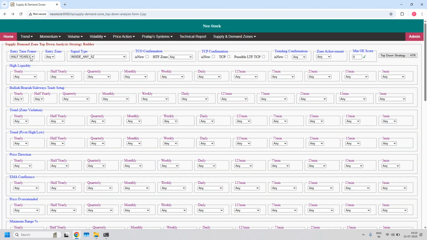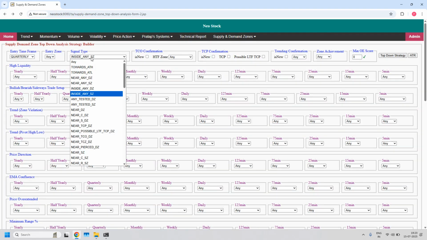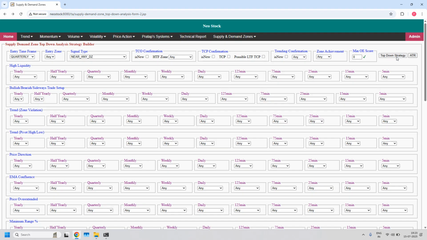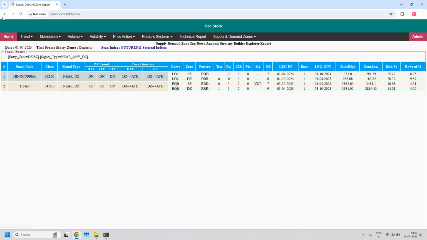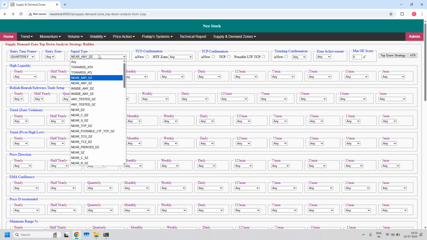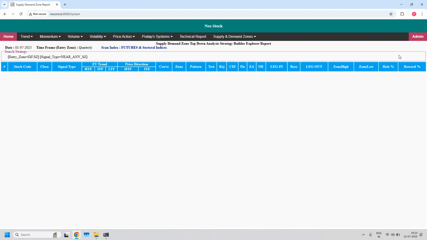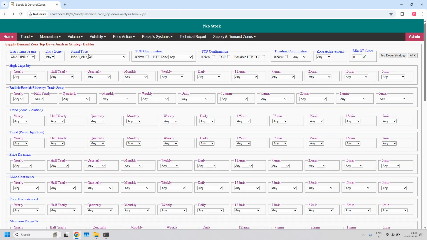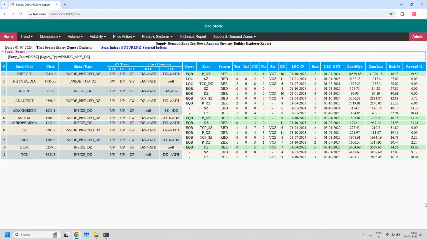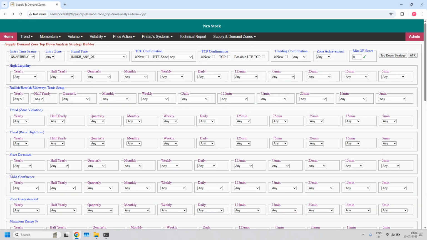Next time frame is quarterly, stocks near quarterly demand zone, we got 2 stocks. Next, stocks near to the quarterly supply zone, no stocks. Next, price closed inside the quarterly demand zone, we got 11 stocks. We can further filter this list based on quarterly EMA confluence.